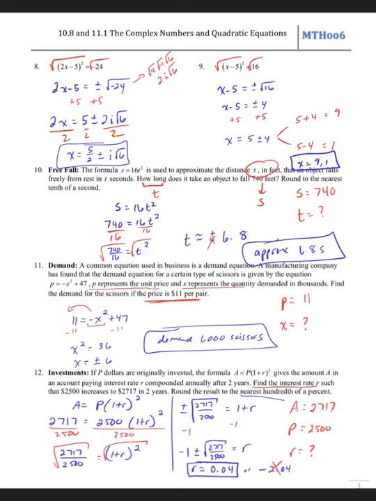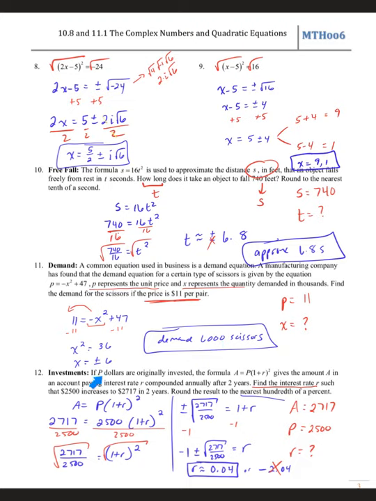Okay, looking at these two problems here, we have this equation that we're looking at. P represents the unit price, x represents the quantity in thousands, and it tells us the price is $11 per pair. So that's the price. We're finding x. Substitute the values in. I'm moving my negative x squared to the left to make it a positive, which means I need to move the 11 to the right. x squared equals 36, so x is plus or minus 6. Well, we don't want the negative here, so we're using 6, and it tells us in thousands, so the demand is 6,000 scissors.